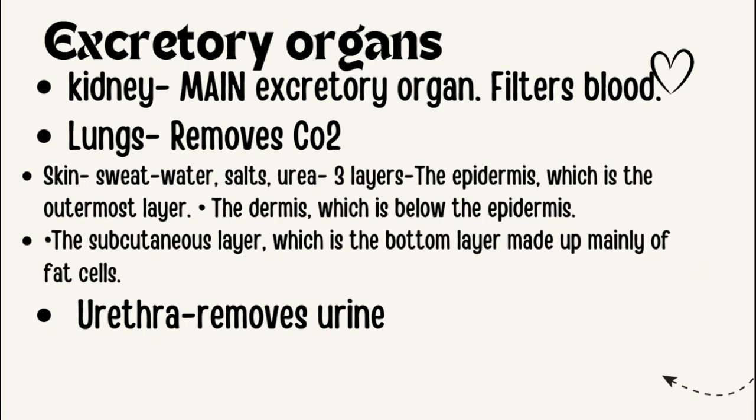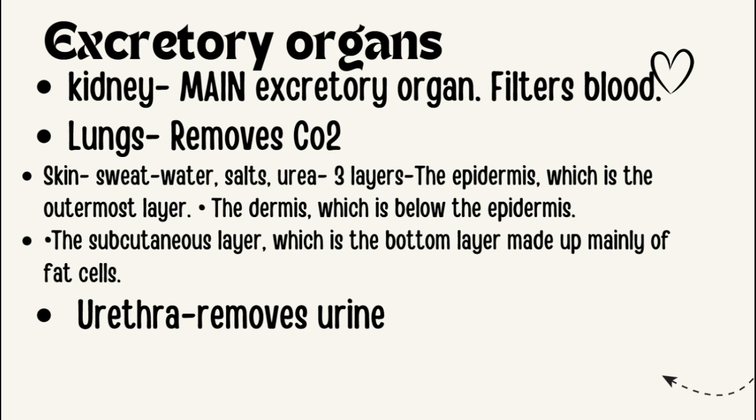Okay, so now as it relates to excretory organs, the main organ that we're really focusing on is the kidney. The kidney is the main excretory organ, and it is what filters out blood and allows the waste to pass out through the urine. Even though the kidney is the main excretory organ, we also have other organs within our bodies that excrete different things.